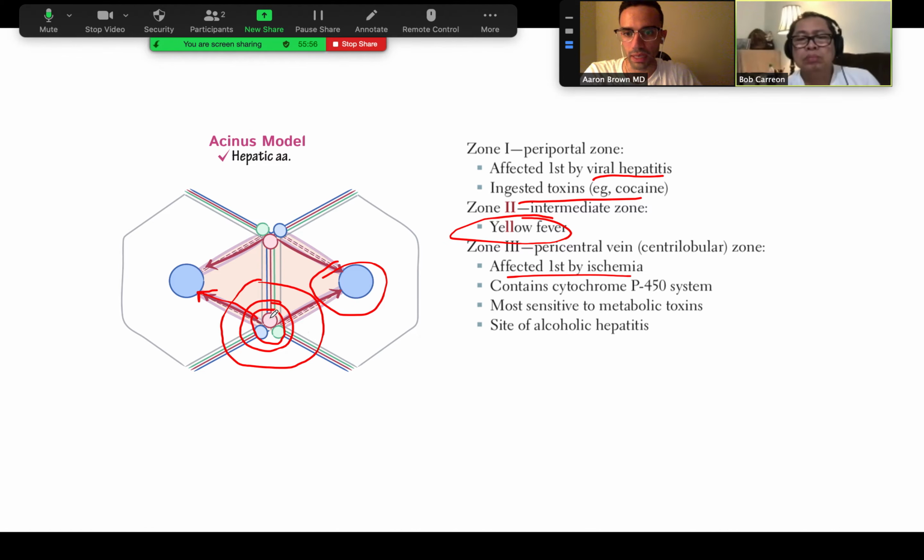This makes sense, right? Because as you have a drop in blood supply, less and less oxygen is going to reach this vein, right? Because we only have this artery that's carrying oxygenated blood, and so less blood is going to reach this area. Contains a cytochrome P450 system, and for that reason, it's more sensitive to metabolic toxins. This is also the site of alcoholic hepatitis. Really, because this P450 system is here is the reason that we see its sensitivity to these particular aspects. Okay, any questions on this? No? Okay.